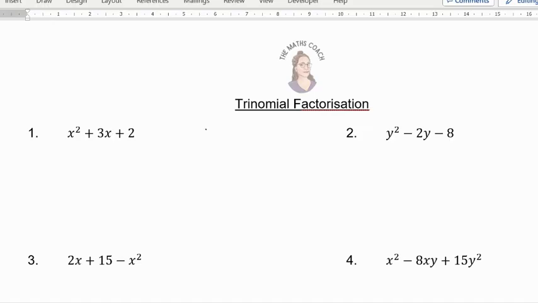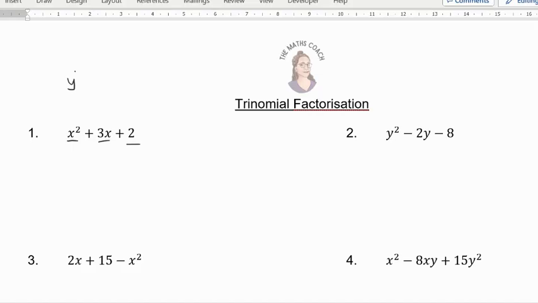Okay, so first of all, is it always a trinomial when there's three terms? That's three terms, but that's definitely not a trinomial. It is a trinomial in that there's three terms, but we can't factorize it using the specific methods we use to factorize trinomials. So it needs to take on a specific form.